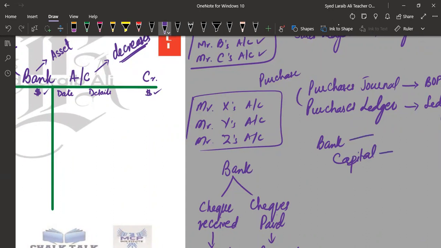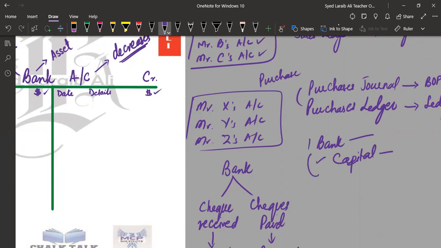One is bank and the second is capital. All these things have already been discussed. You need to watch all the previous topics so that you will be able to understand the T account. So bank has been debited and capital has been credited.